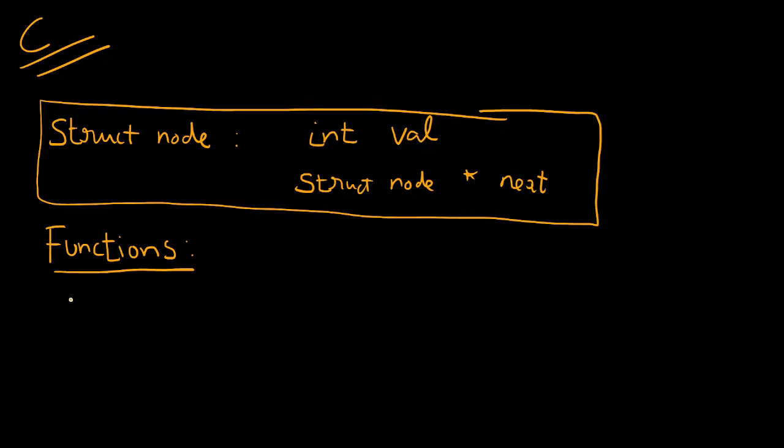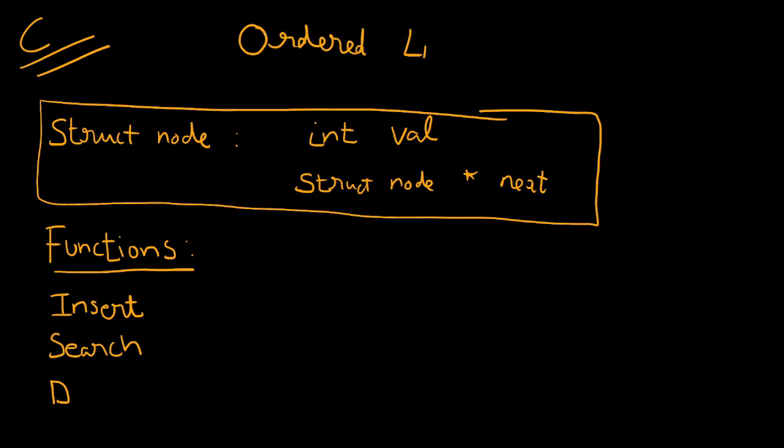The first function is the insert function, and then a search function, and then a delete function. Now we are implementing an ordered linked list. You can implement an unordered one, that is much easier. So let's implement an ordered linked list. As we insert, our keys get inserted into their correct, sorted positions.